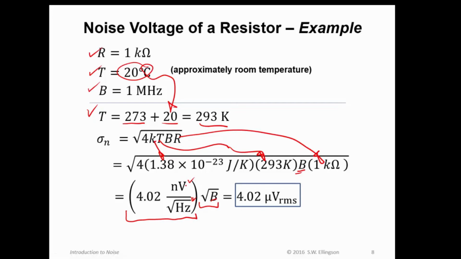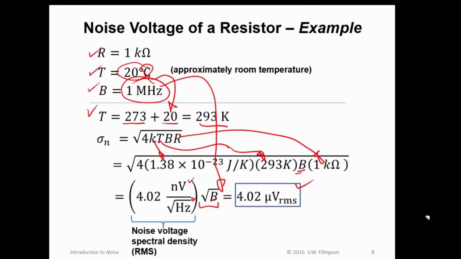Now, if I want to take that final step, I have to now use the fact that the bandwidth was determined to be 1 megahertz. I apply that here, and I get the final result, which is 4.02 microvolts RMS.